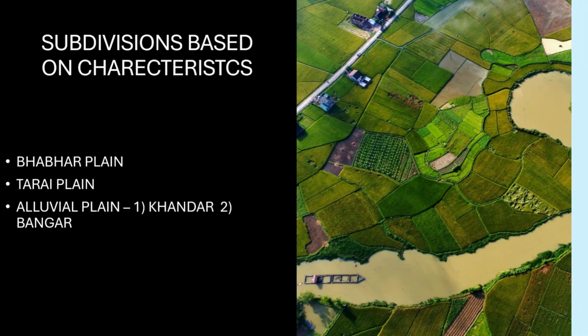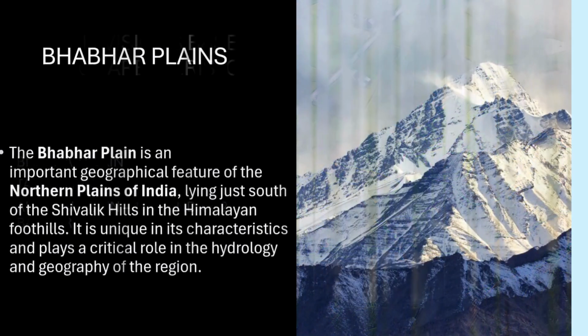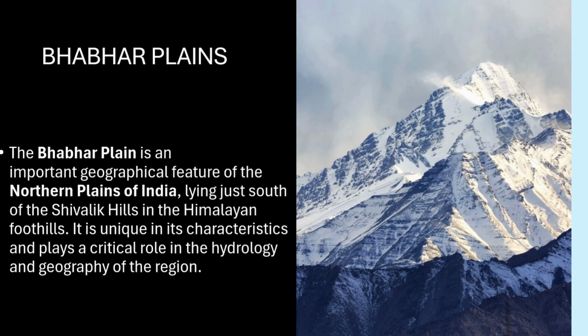Subdivisions of the northern plains based on the characteristics. First one is the Bhabar plain, second one is the Tarai plain, and the third one is the alluvial plain. The alluvial plain is also divided into Khadar and Bhangar. Bhabar Plain. The Bhabar Plain is an important geographical feature of the northern plains of India.